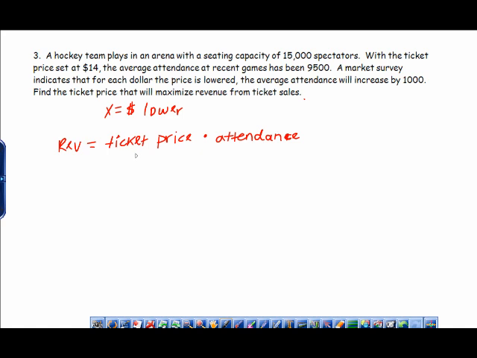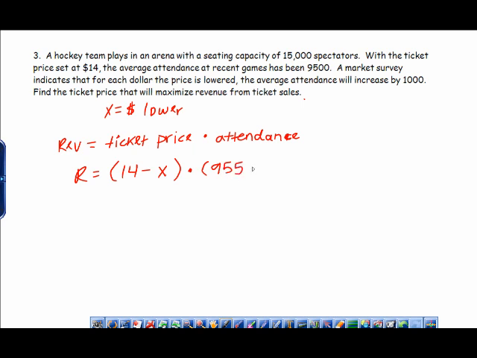Okay, so the ticket price right now is set at 14, but if I lower it, I'm going to be subtracting however many dollars I lower. So we're going to let R be, for ticket price, 14 minus X. So I have an expression for the ticket price. Now I need an expression for the attendance. Also, that's dependent upon how many dollars I lower the price, because right now the attendance is 9,500.